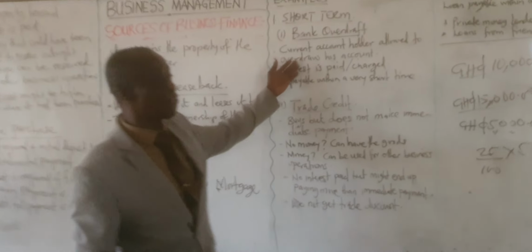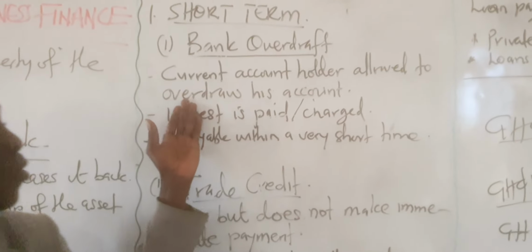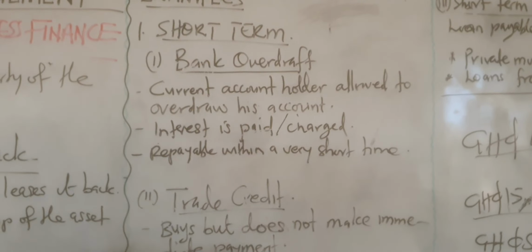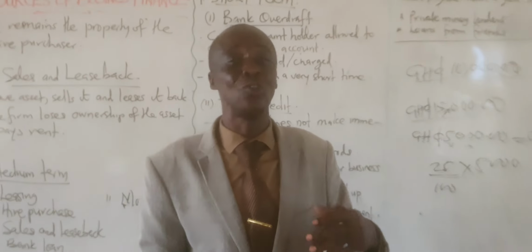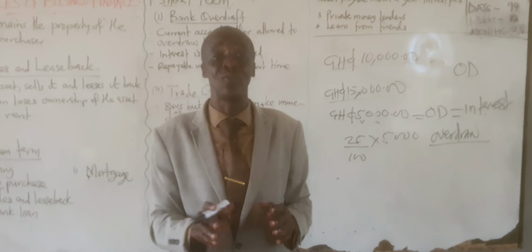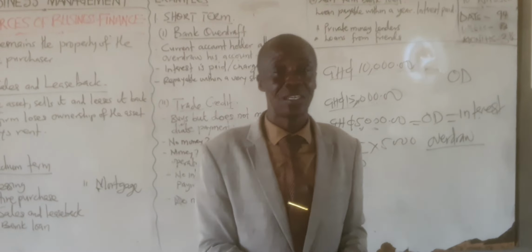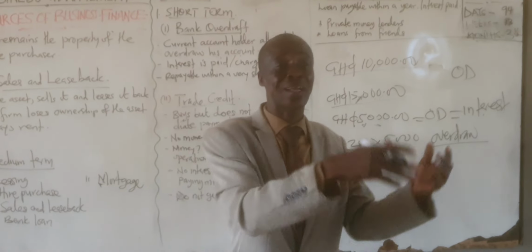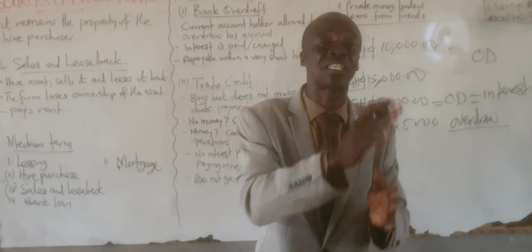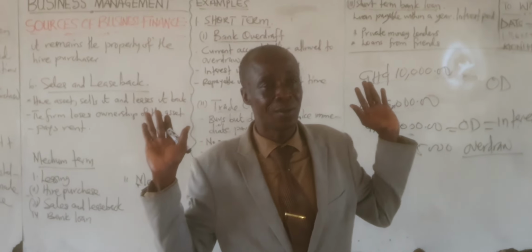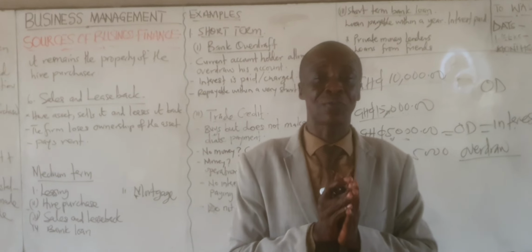So if you come here, I have summarized it here. I said the bank overdraft, a current account holder is allowed to overdraw his account. Then he pays interest, and it is repayable within a short time. No bank will give you an overdraft and the period for repayment is going to exceed 1 year. No. You can be given overdraft, and within 3 months you pay. It can even be 1 month. It depends on the arrangement. You are a businessman, and the bank is there. So depending on the arrangement you make, it will not exceed 1 year. That is why we say it is exclusively short term. That means it cannot be medium term. It cannot be long term. So that is for overdraft.